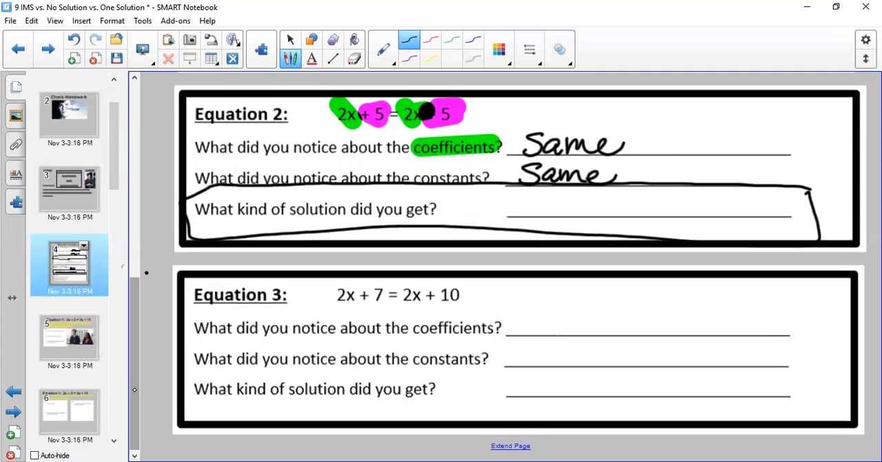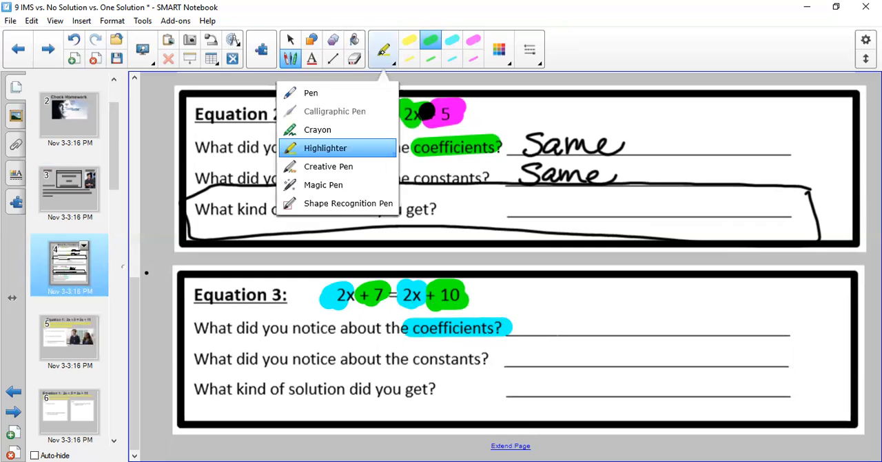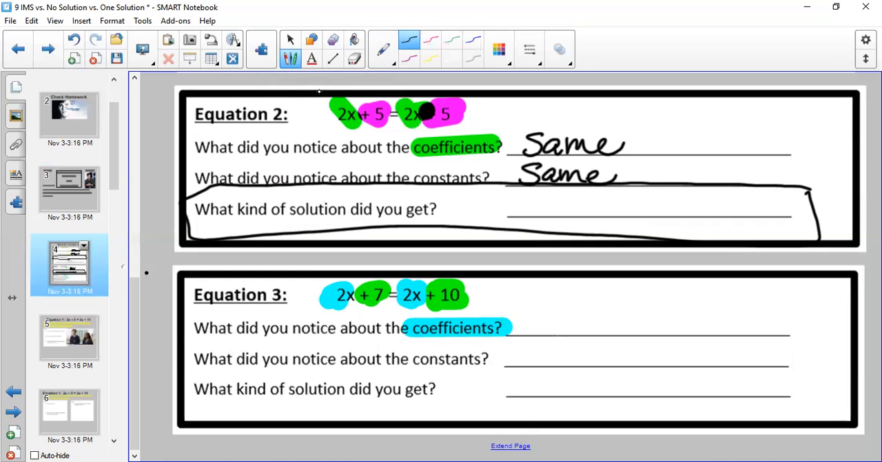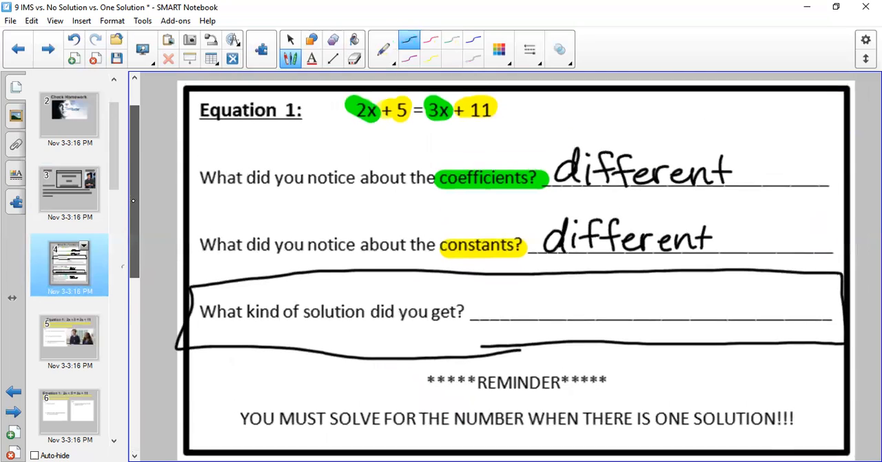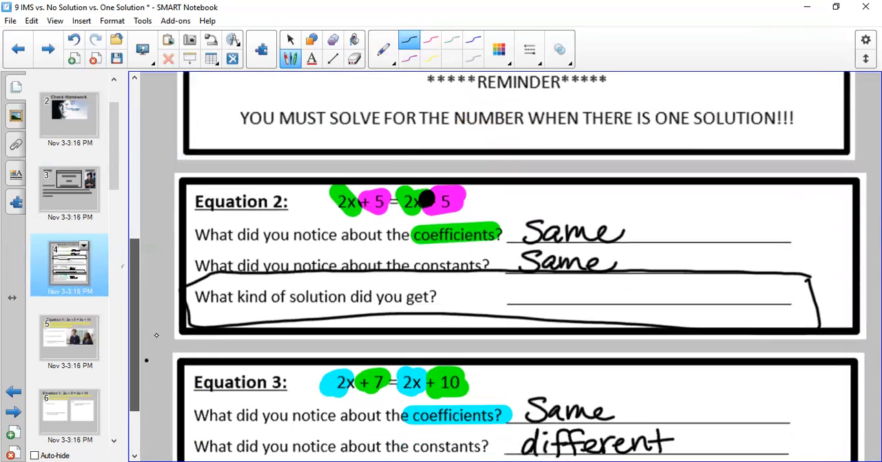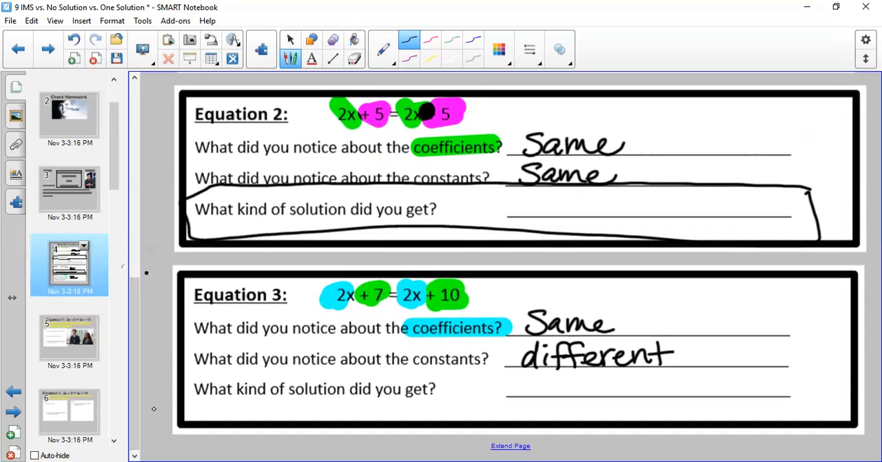I'm going to go down to the 3rd equation, do the same thing, get out my highlighter. Our coefficients here are 2x on both sides, and our constants are a +7 and a +10. Okay, so let's state what we notice about this equation. When we're talking about the coefficients, the 2x's, they had the same coefficient. The constants 7 and 10, they were different. And we're going to talk about what kind of solution we get on this here in just a second. So notice the 3 types of problems. Everything's different, everything's the same, or same but different.